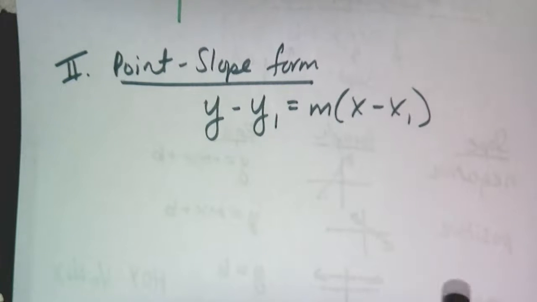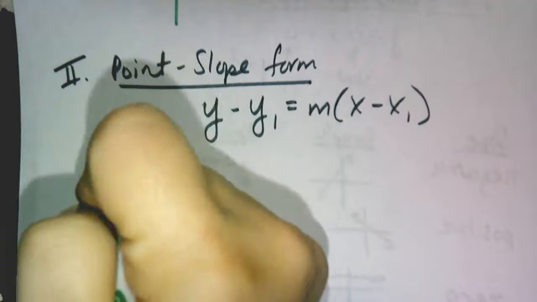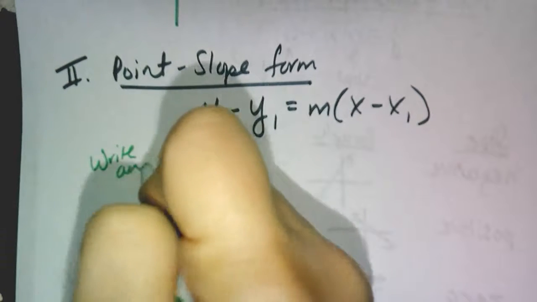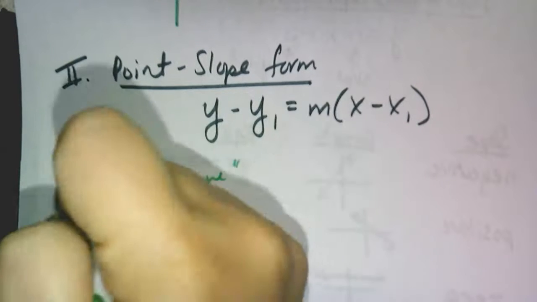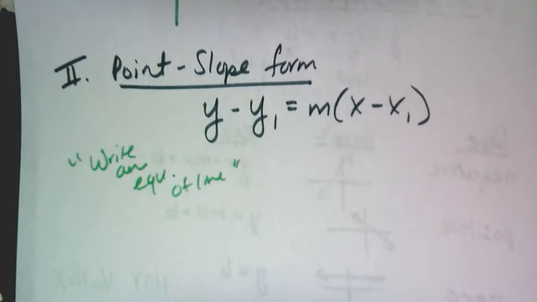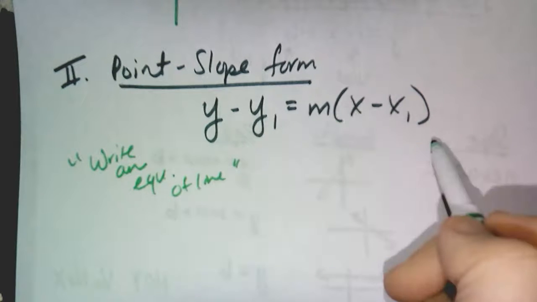Have you seen this before? Yes. Okay, good. This is the point slope form. Because if you have a point and you have a slope, you can write an equation of a line. So on tonight's homework, they're going to use this phrase: write an equation of a line, write an equation that's parallel, write an equation that's perpendicular, write an equation. Anytime they say write an equation, this becomes your best friend right here.